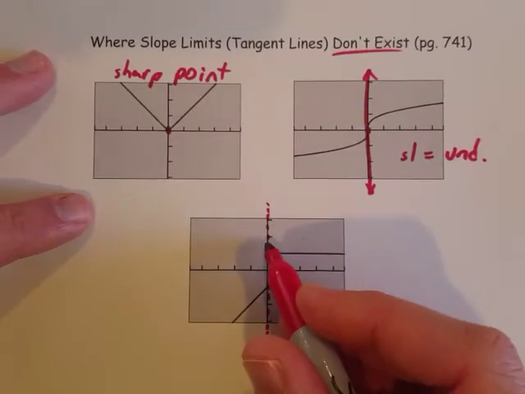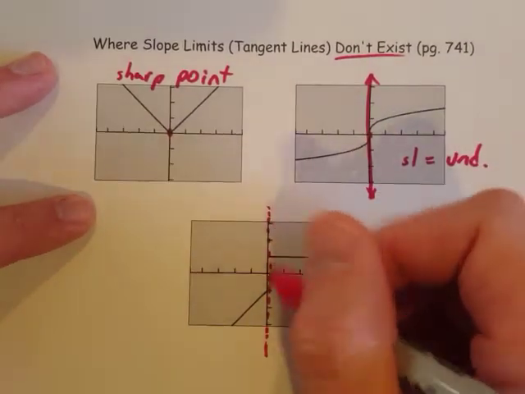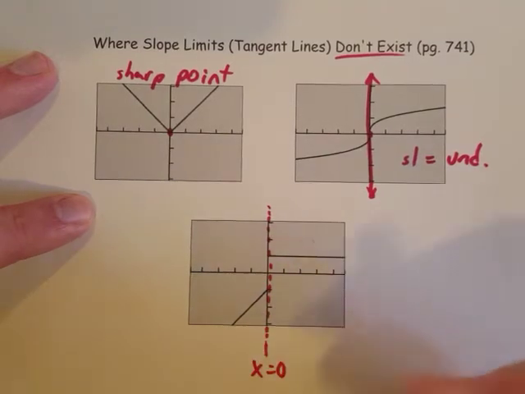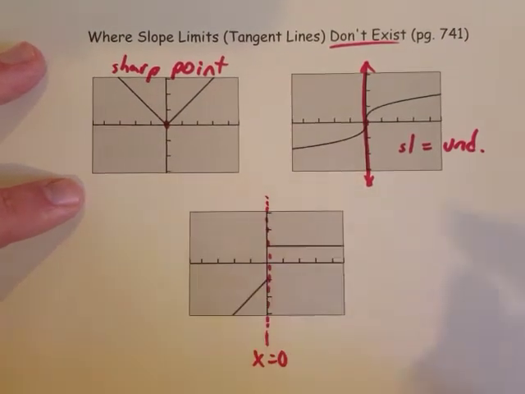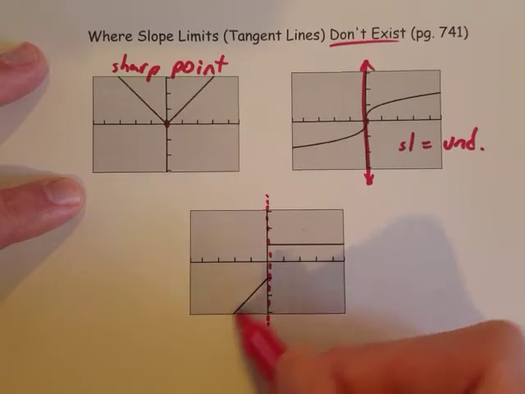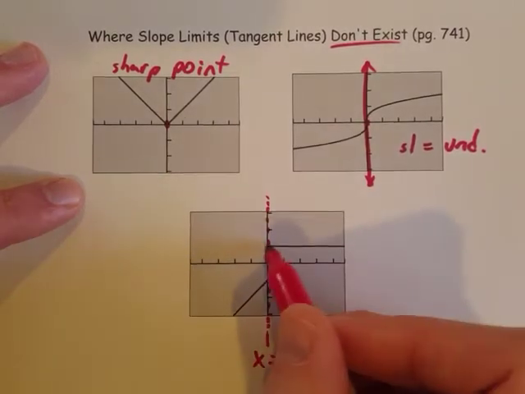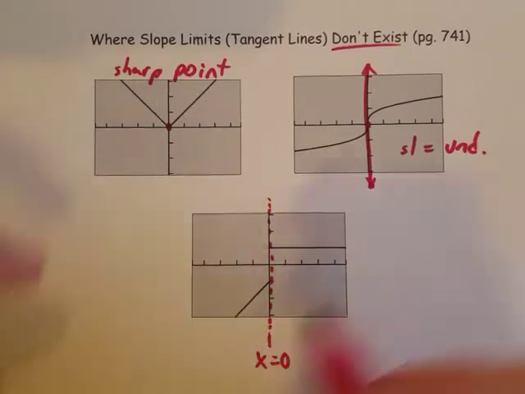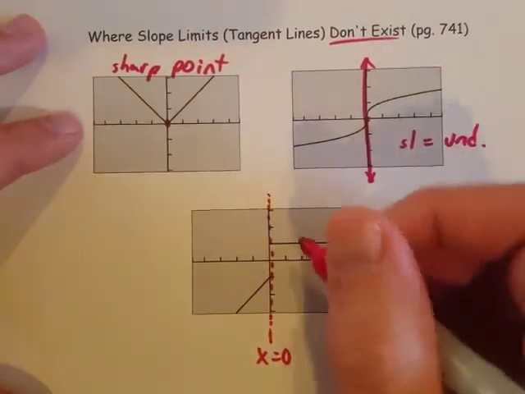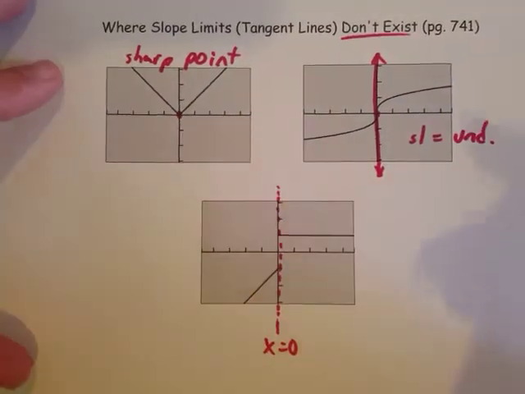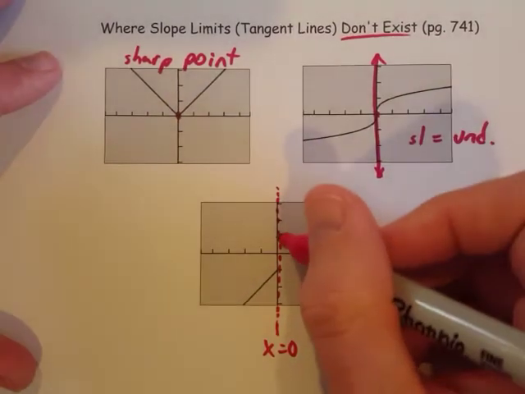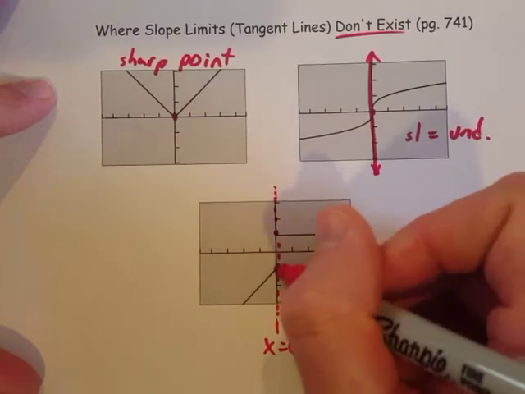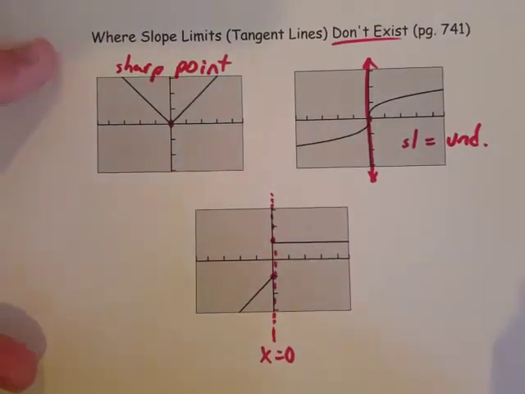Now the other one here, if we're trying to find the slope of the function at the value of x equals 0, that one doesn't make sense either, because in this direction the slope is +1. Over here the slope is 0, and so if there's a gap in between, we can't really justify that. And so since these are so different, this one also doesn't exist.